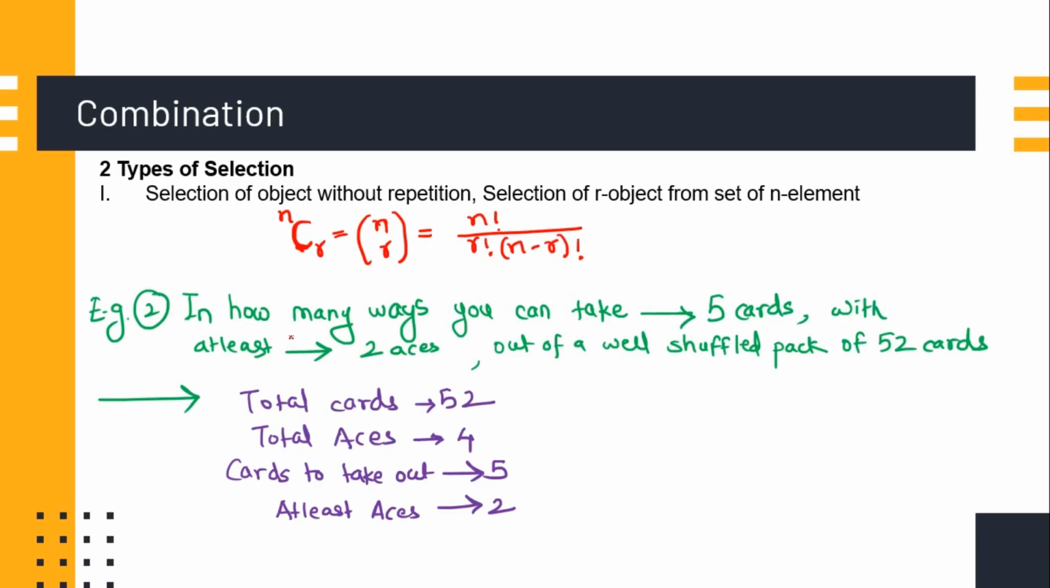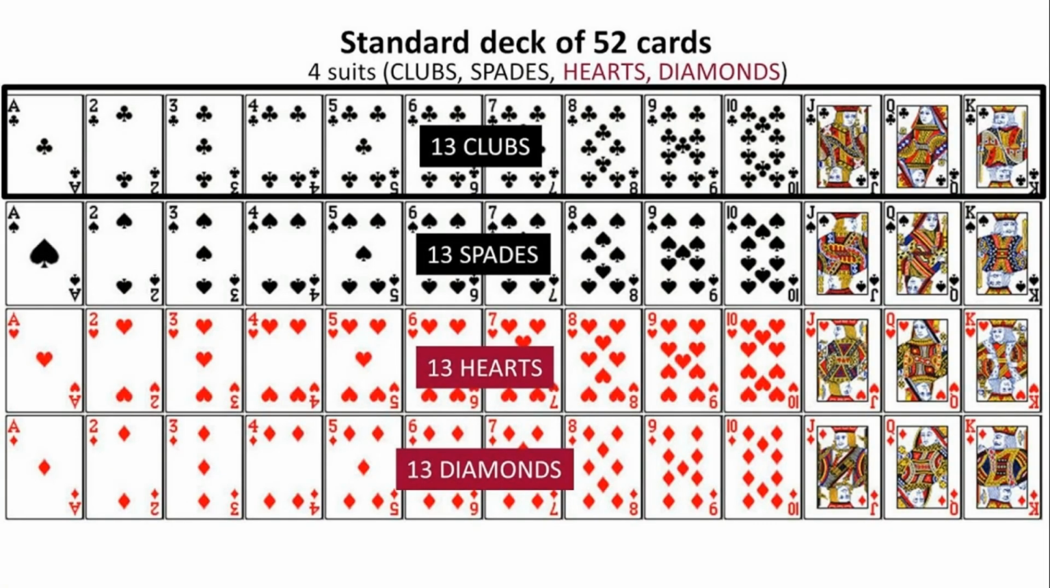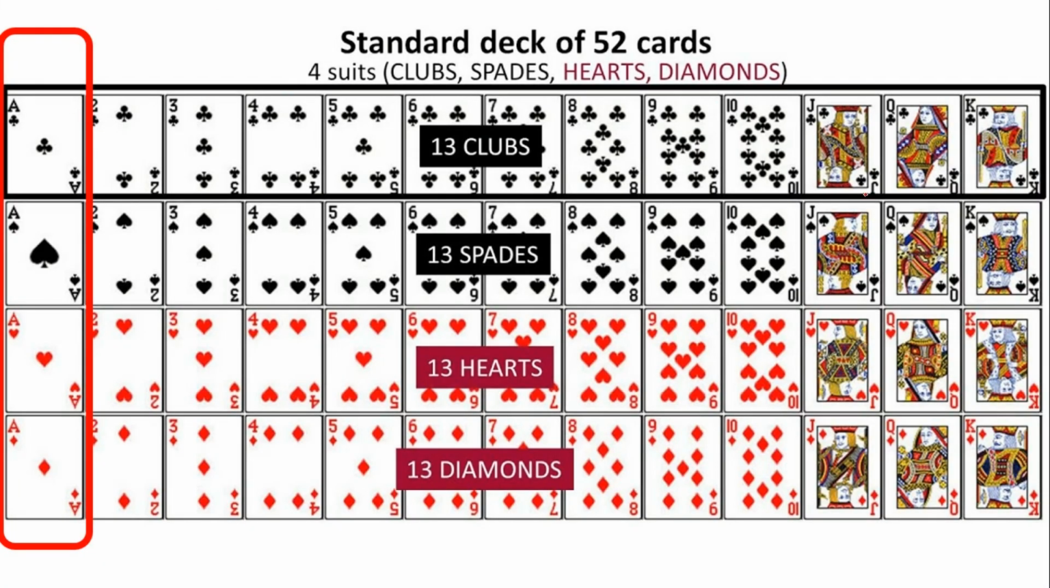Let's take another example for the same category. In how many ways can you take 5 cards with at least 2 aces out of a well shuffled pack of 52 cards? In total we have 52 cards. Now total aces in a well shuffled pack is 4. The cards to be taken out are 5, and we have to ensure that when you take out 5 cards, we should have at least 2 aces. As we know, in a well shuffled pack we have 4 aces and 52 cards in total. So if we subtract these aces, we will get the remaining 48 cards.